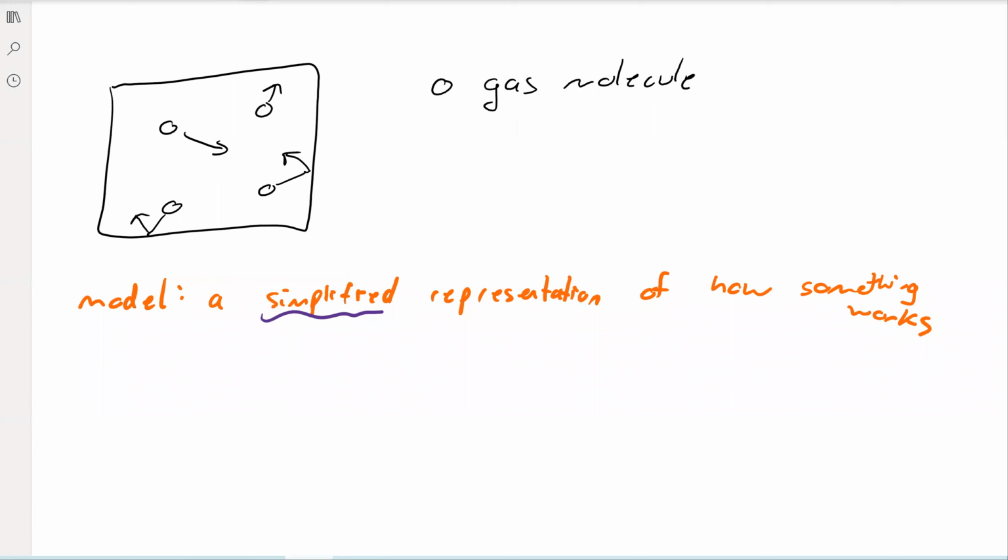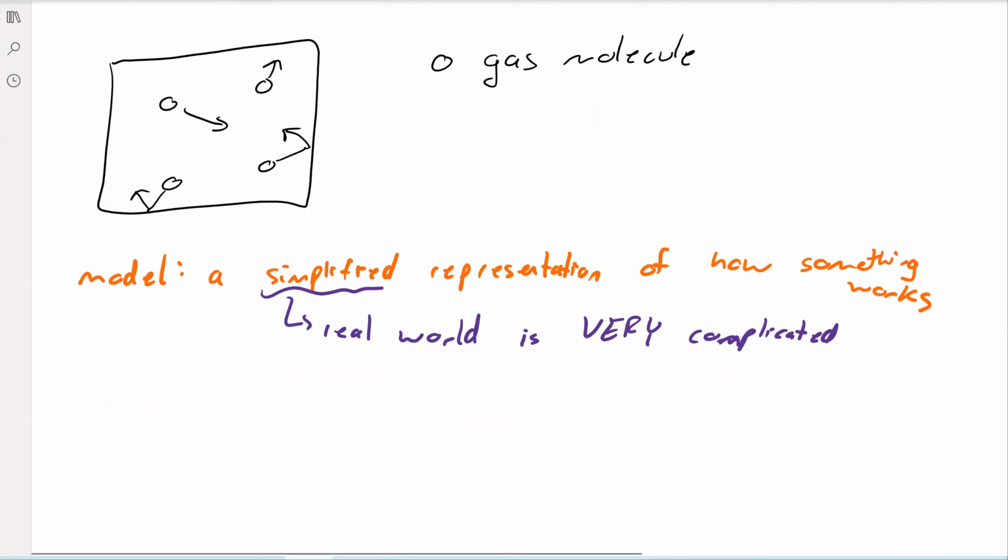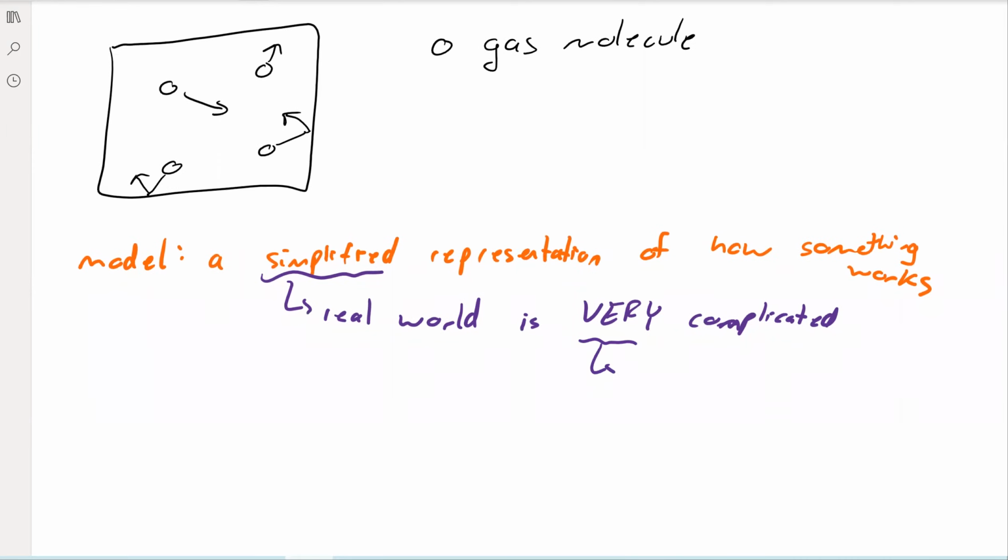Note that this is a simplified representation. So the real world is a very complicated place. And if we were to look at exactly what everything is like and go down to the details and the minutia of everything, it would take way too long to figure out everything. And so when we use these models, basically what we say is close enough is kind of good enough.